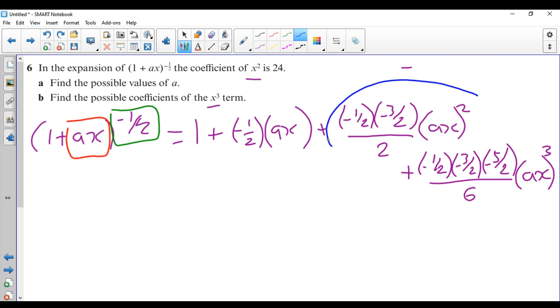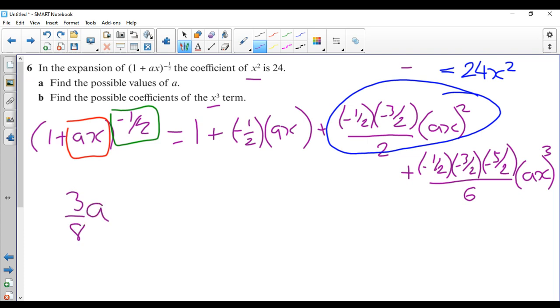It talks about the coefficient of x squared, so I'm going to take this part here, and that needs to equal 24 x squared. So let's work with that. I've got minus a half times minus 3 over 2, so that's plus 3 over 4, divided by 2 is 3 over 8. So I have 3 over 8 a squared x squared, and that needs to equal 24 x squared.